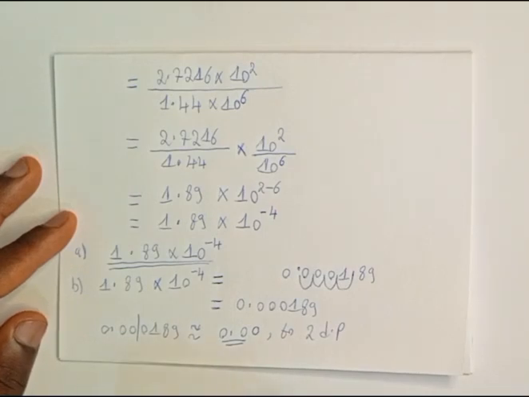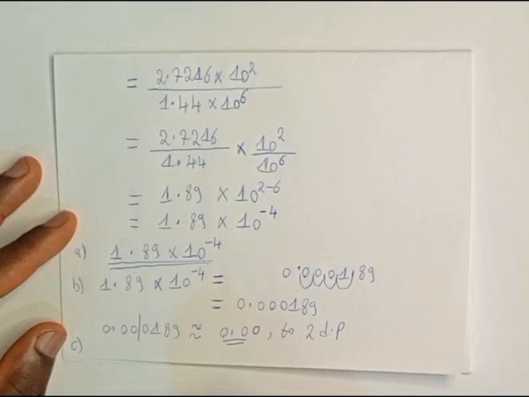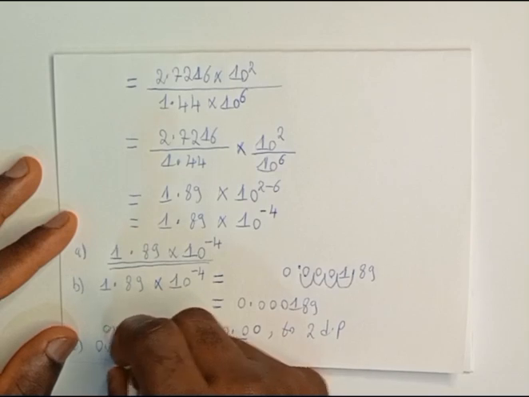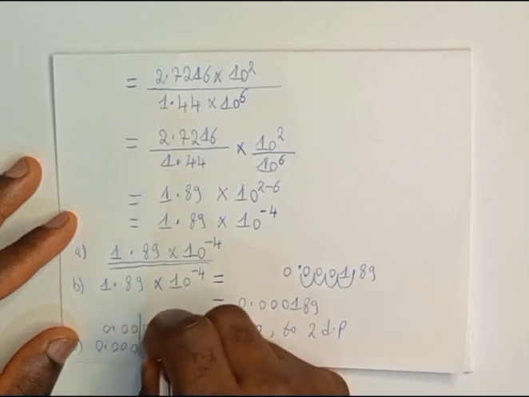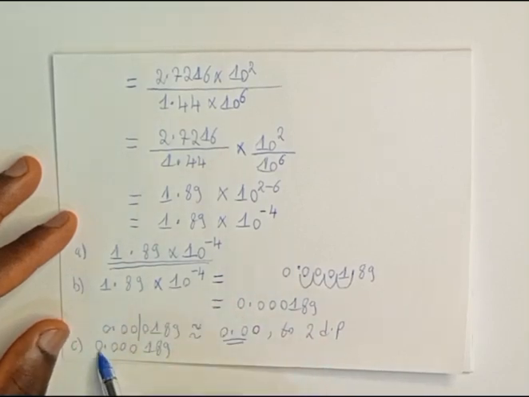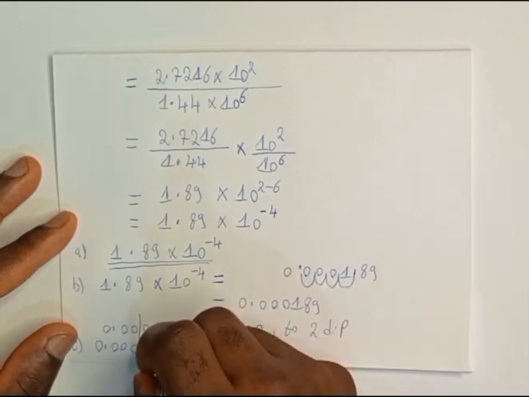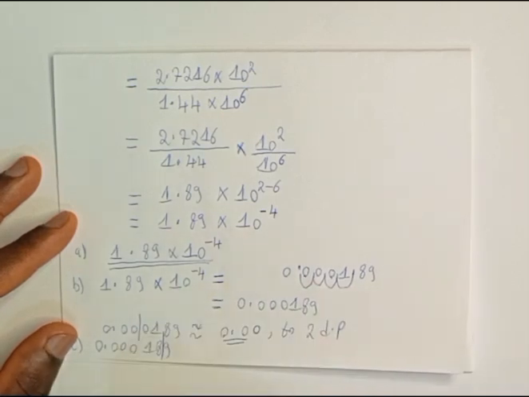We move now to question C, which is asking us to give our answer to 2SF. We have the number 0.000189. Remember, these four zeros are not significant figures. 1 is the first significant figure, 8 is the second significant figure. We have to round off between 8 and 9.